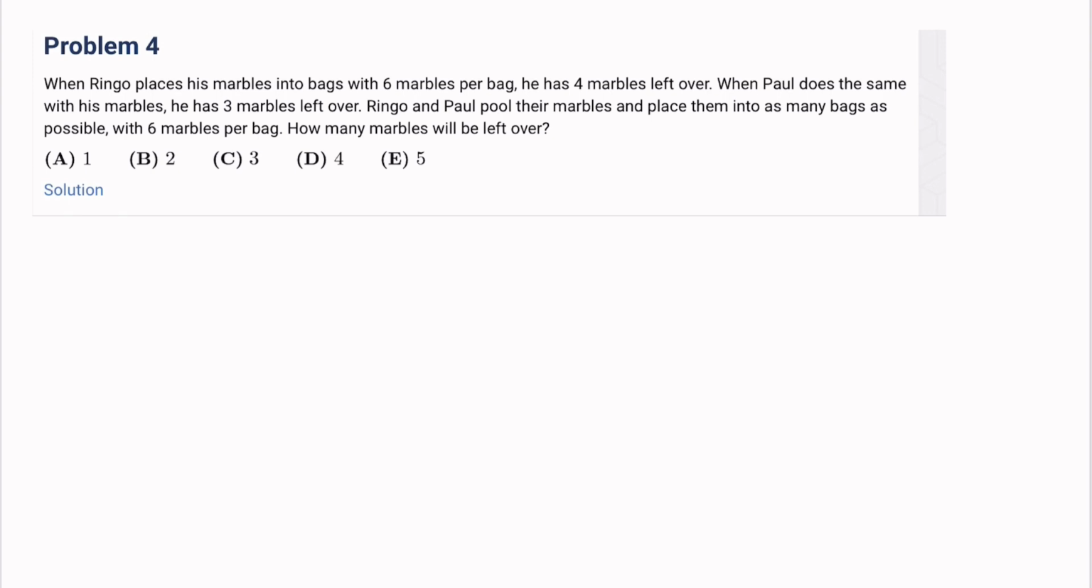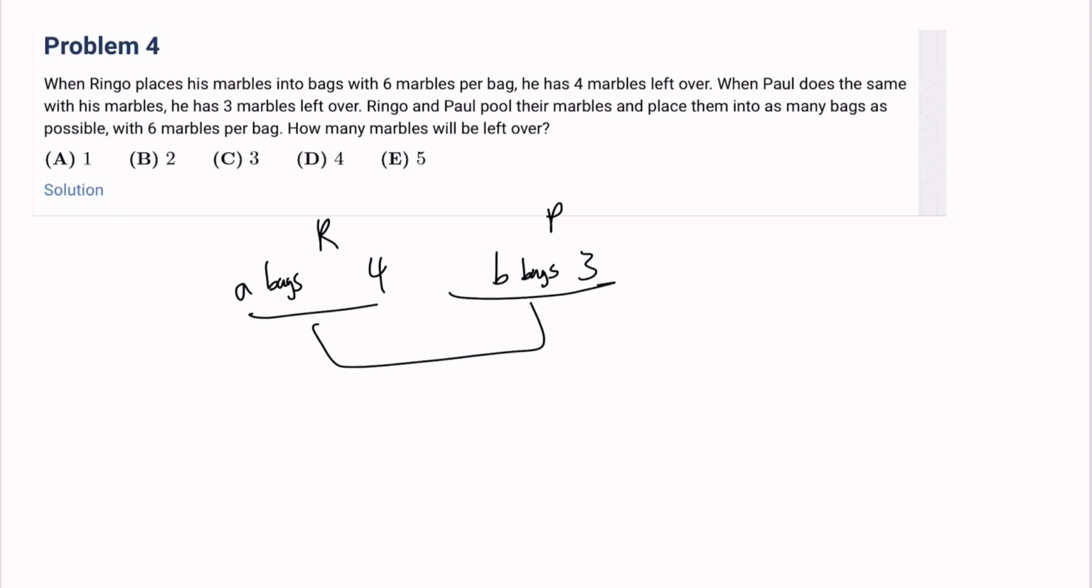Okay, so let's say that Ringo and Paul have already placed their marbles into each bag, right? So Ringo has 6 marbles per bag, so he has like A bags with 4 left over. Paul has B bags with 3 left over, and if we add these up, we will have A plus B bags plus 7, which is 1 bag plus 1, so we will have 1 left over.